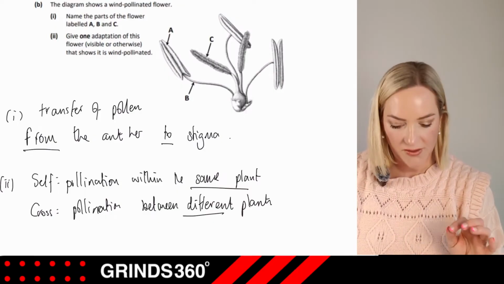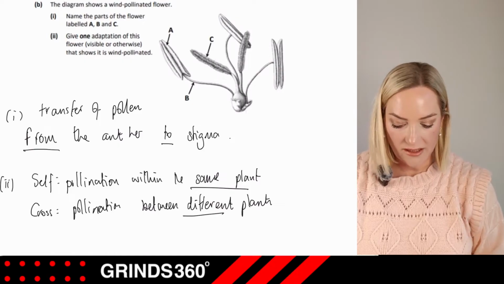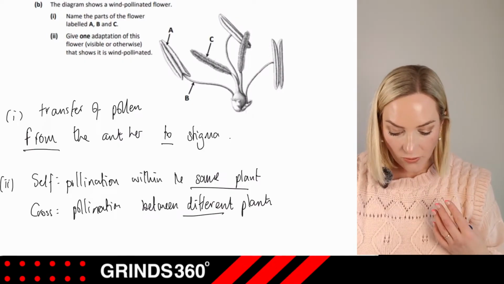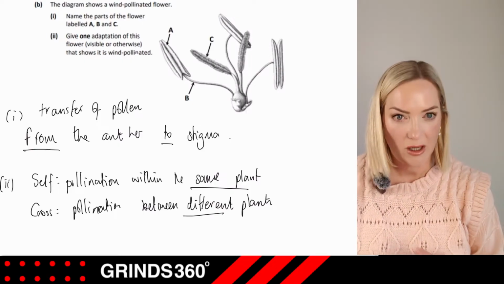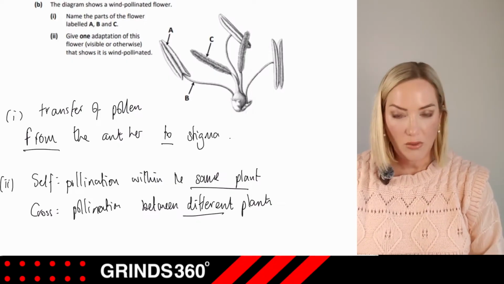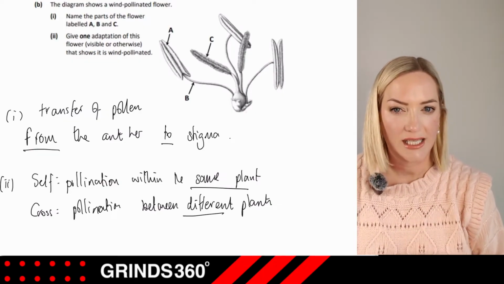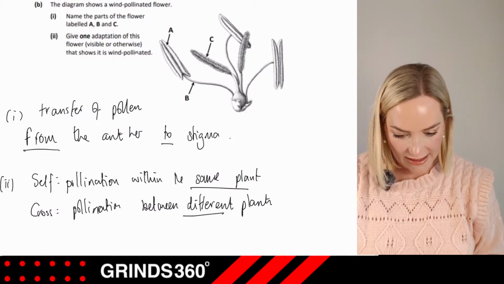That one caught a few students off. Then you're asked to give one adaptation of this flower, visible or not, that shows it's wind pollinated. You could say that the pollen is very small. Another is that we have a large stamen. Another is that we have a feathery stigma. So let me just check.